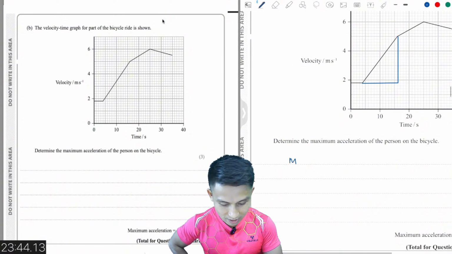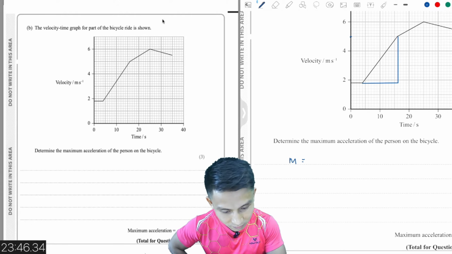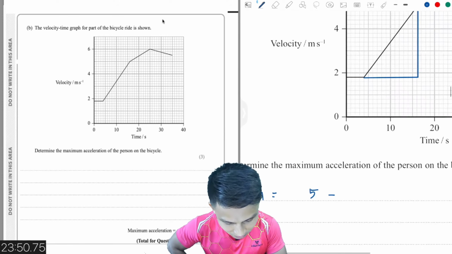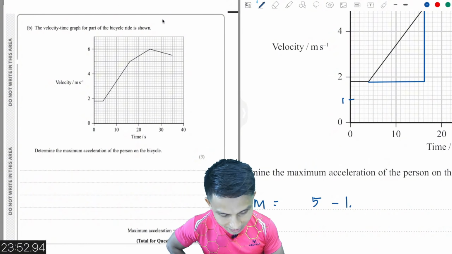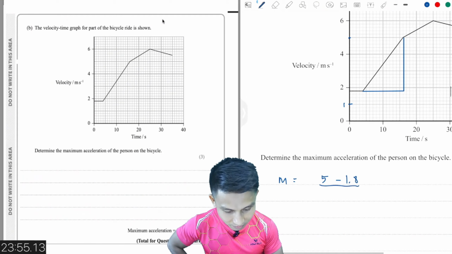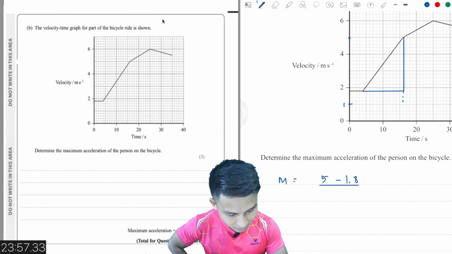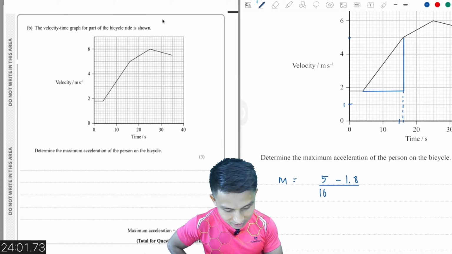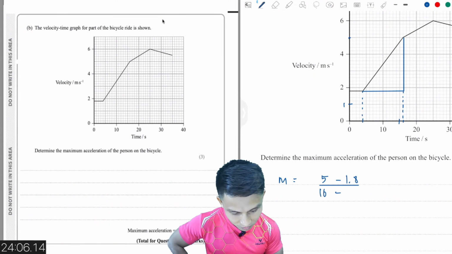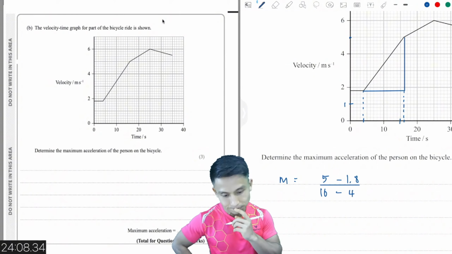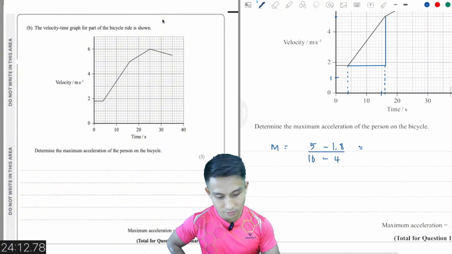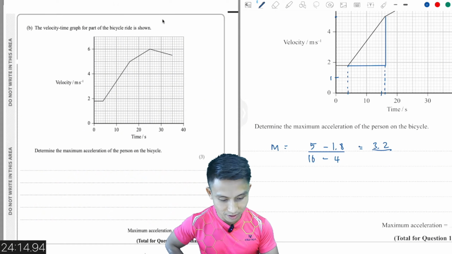So we do gradient m equals, so this is 5, right? So 5 minus, this is 1, so that would be 1.8, wouldn't it? Divided by what is this time here? This would be 15, so that's 16 minus, this is what? That would be 4, right? Happy with that? So that would be 3.2 divided by 12.